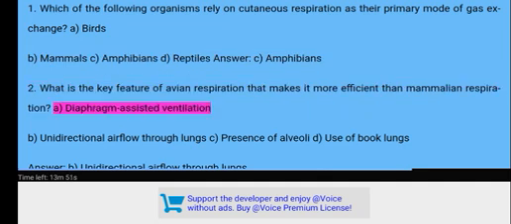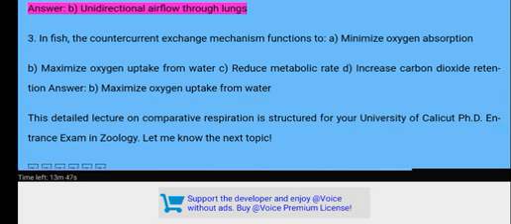2. What is the key feature of avian respiration that makes it more efficient than mammalian respiration? A. Diaphragm-assisted ventilation. B. Unidirectional airflow through lungs. C. Presence of alveoli. D. Use of book lungs. Answer: B. Unidirectional airflow through lungs.